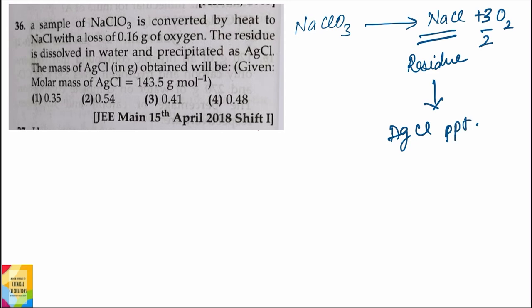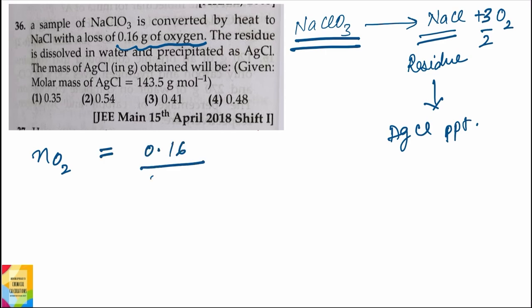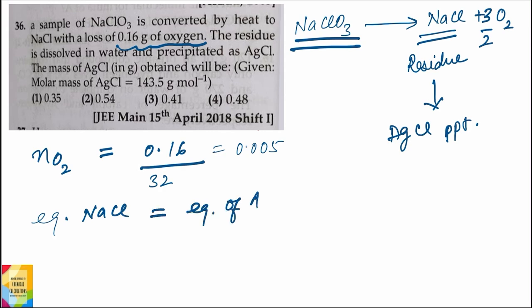Now we want 0.16 gram of oxygen by heating NaClO3. So moles of oxygen will be equal to 0.16 divided by molecular weight of oxygen, that is 32, and this is equal to 0.005 moles. Now when NaCl forms AgCl, then equivalents of NaCl is equal to equivalents of AgCl.